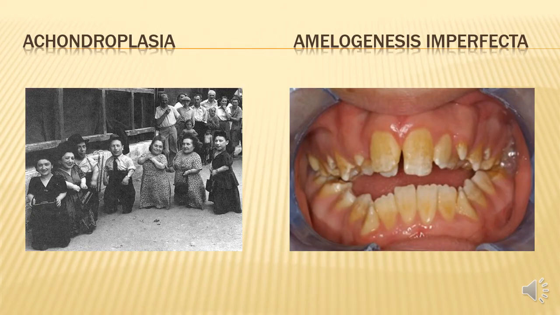Here are some examples for genetic diseases which are inherited through autosomal dominant pattern. One is achondroplasia and the other one is amelogenesis imperfecta.